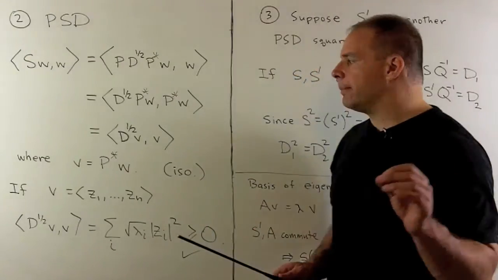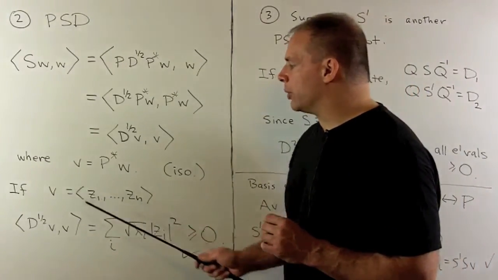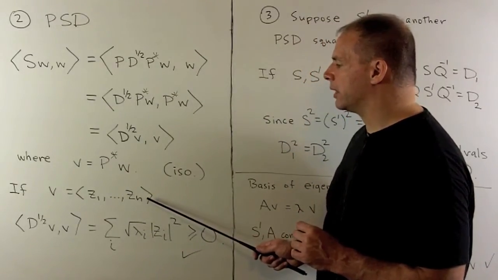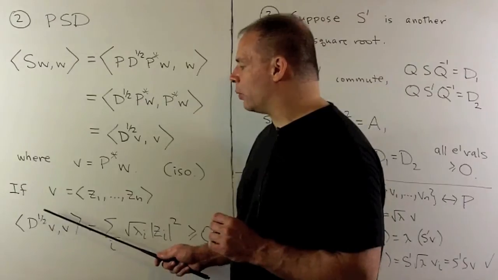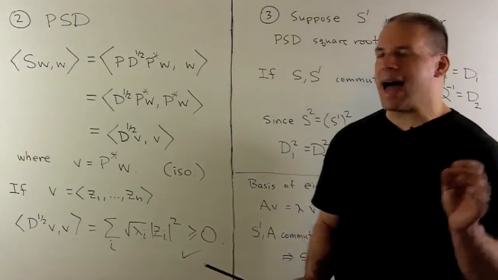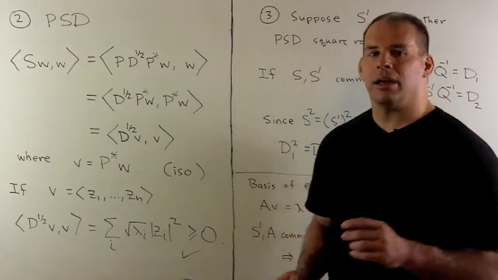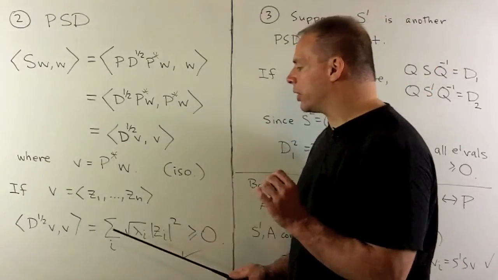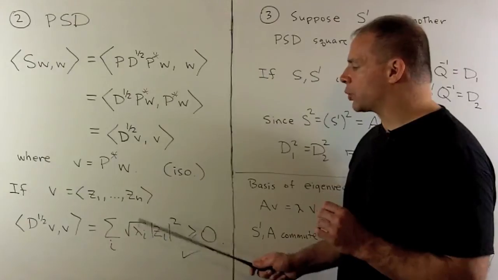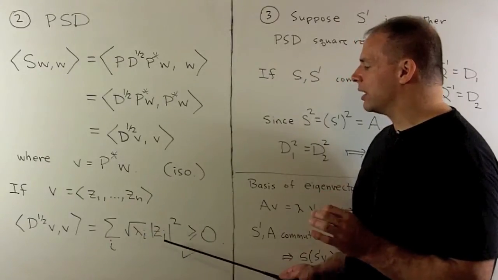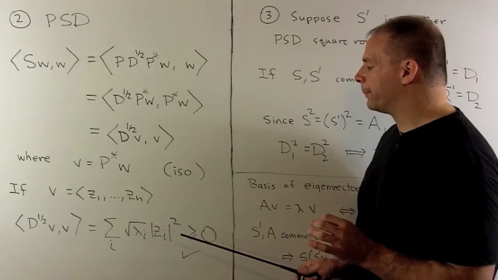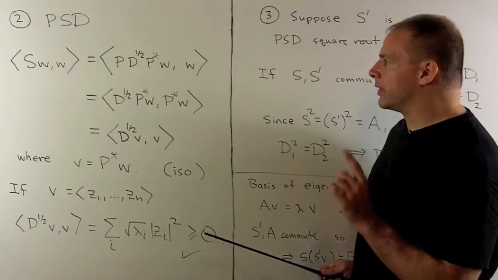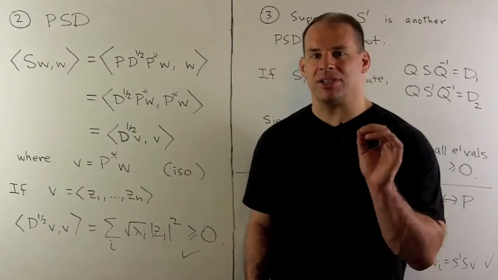Now, to see that, let's let V be equal to this tuple here, Z1 through Zn. If we multiply by D to the 1/2, we're just going to multiply each Zi by the square root of lambda i. And then if we take the inner product, all we're going to get is the sum over all i of the square root of lambda i times the modulus squared of Zi. And that's always going to be greater than or equal to zero. So that's our result. So we have positive semi-definite.